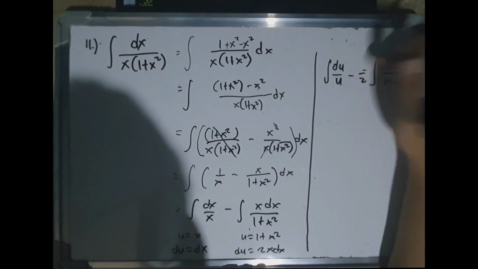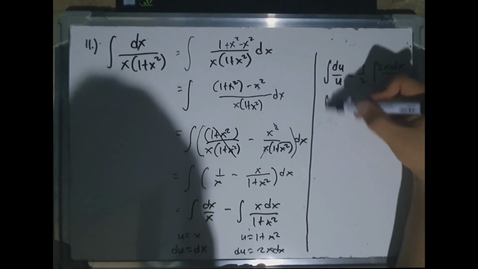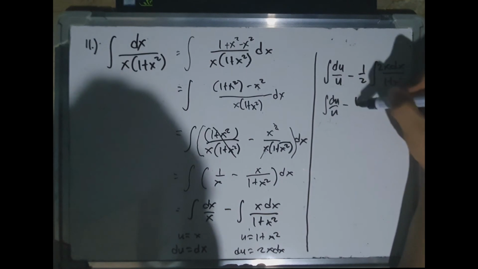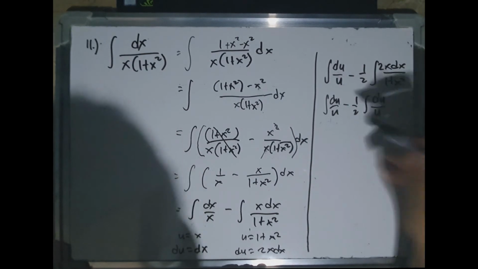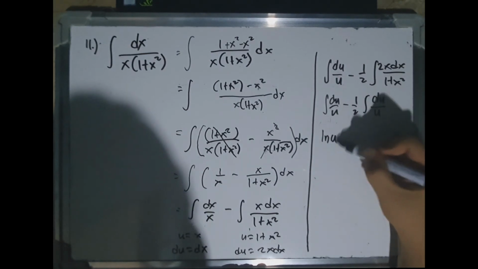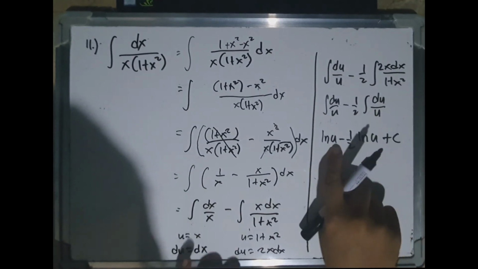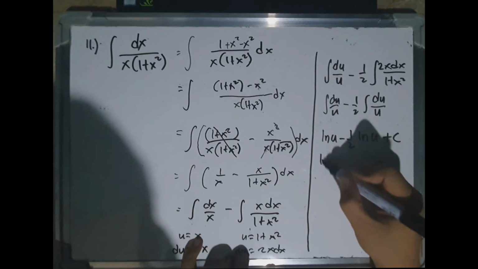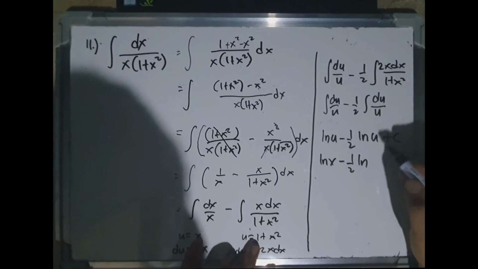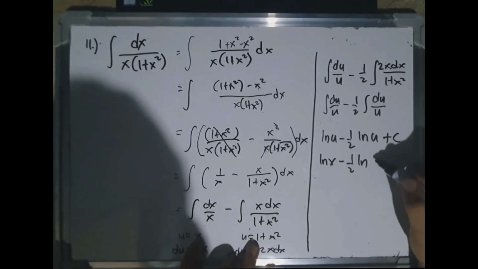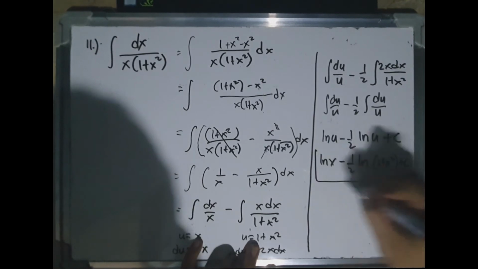Writing the 2 inside, replacing it with 1. So the integral of du over u minus 1/2 integral of du over u. Du over u, that is ln u minus 1/2 ln of u plus c. What is the u here? We have x. Ln x minus 1/2 ln of, how about this part right here? We have 1 plus x squared plus c. Our final answer.